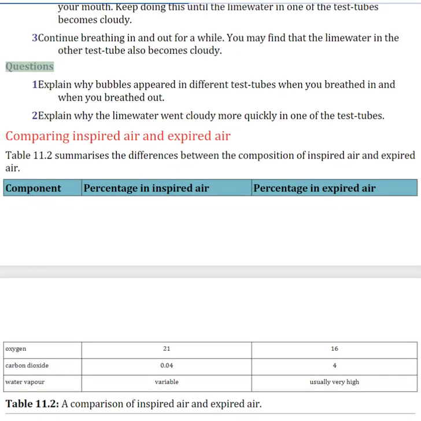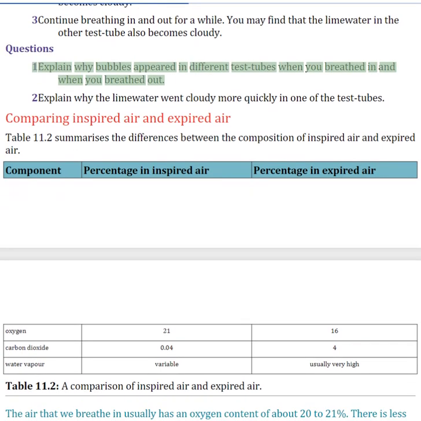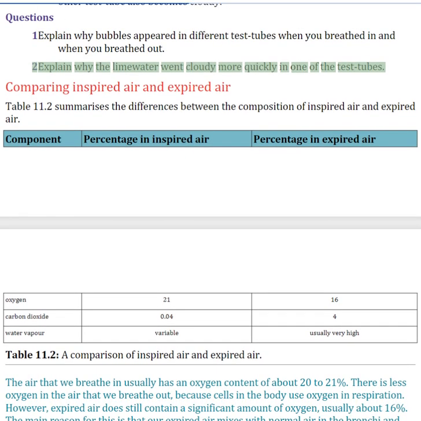Questions. 1. Explain why bubbles appeared in different test tubes when you breathed in and when you breathed out. 2. Explain why the lime water went cloudy more quickly in one of the test tubes.